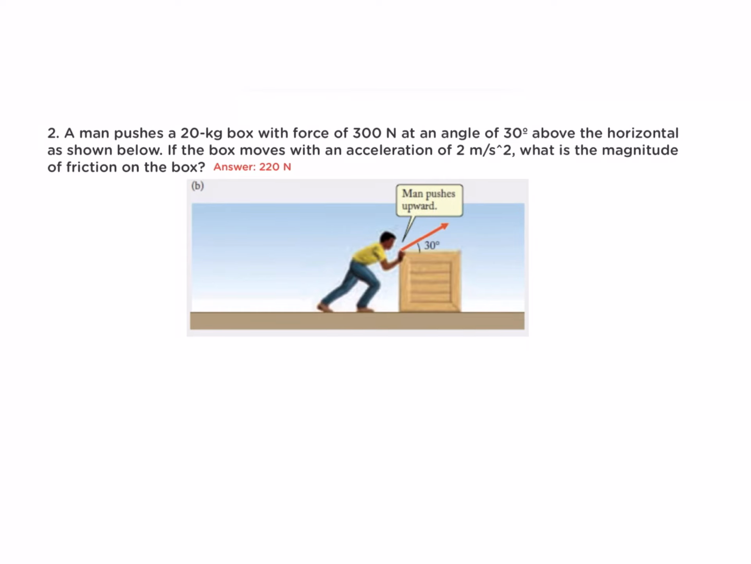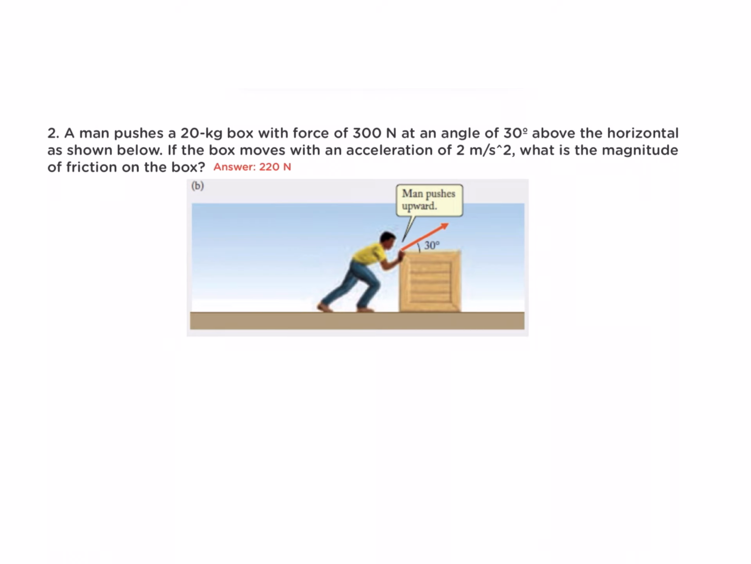This is a sample problem on Newton's second law of motion. A man pushes a 20-kilogram box with a force of 300 newtons at an angle of 30 degrees above the horizontal as shown below. If the box moves with an acceleration of 2 meters per second squared, what is the magnitude of friction on the box?